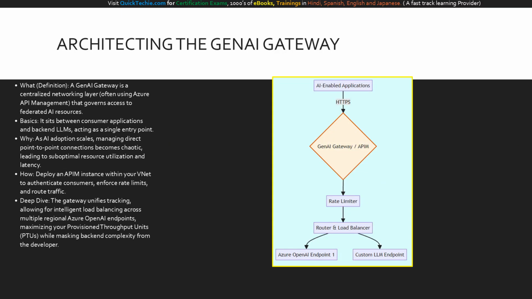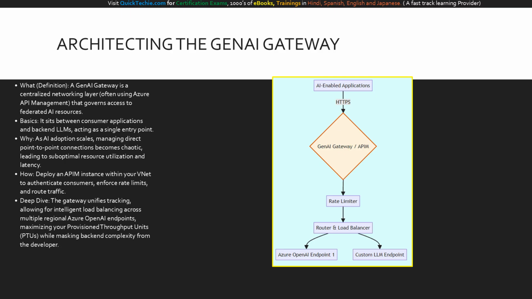As your organization scales, managing individual private endpoints for hundreds of applications becomes unmanageable. Enter the GenAI gateway. What is it? It is a centralized networking layer, typically Azure API Management, that sits between your applications and your AI resources. The basics are simple. Instead of apps calling Azure OpenAI directly, they call the gateway. Why do we build this? Because without it, you face chaotic point-to-point connections, resulting in unpredictable latency and wasted resources.